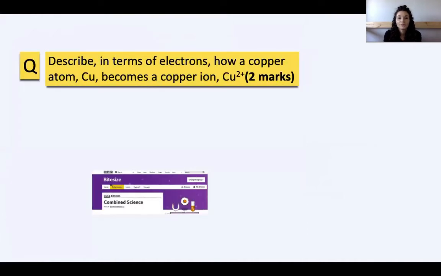Okay, can you describe in terms of electrons how a copper atom becomes a copper ion? So a copper atom is neutral. A copper ion has a 2+ charge. So can you explain how it changes into that ion in terms of electrons? So pause the video now, have a go at that. Remember, it's 2 marks, so you need 2 separate points.